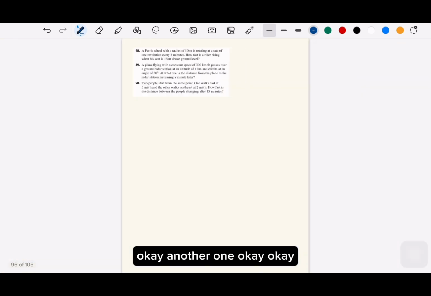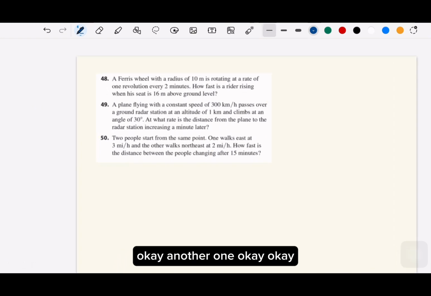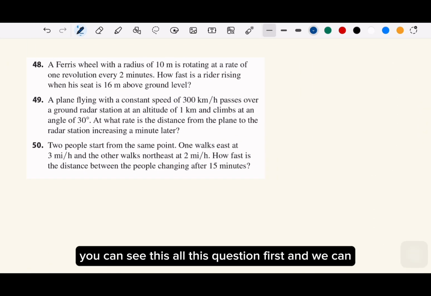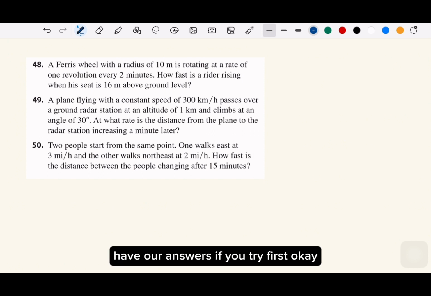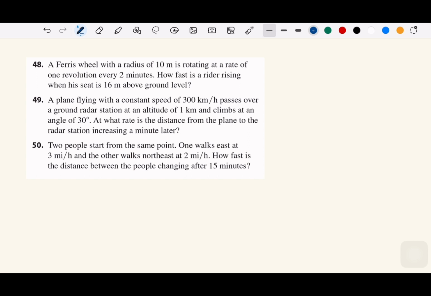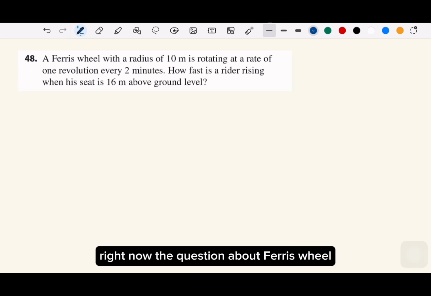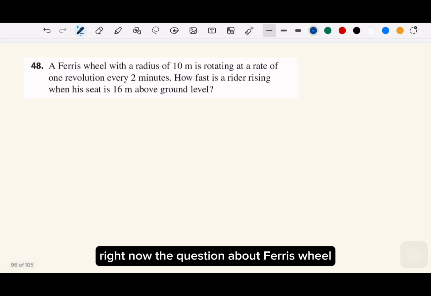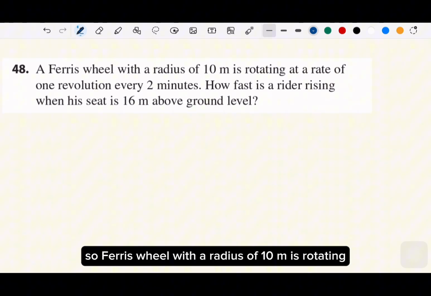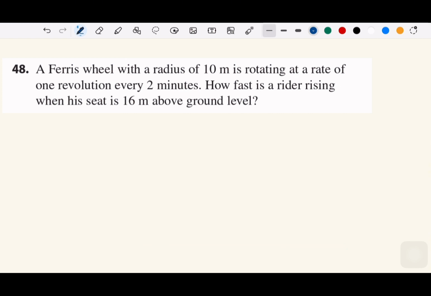Okay, another one. You can see all this question first, and we can have our answers if you try first. So pause the video and try. All right, now the question about the Ferris wheel. A Ferris wheel with a radius of 10 meters is rotating at the rate of 1 revolution every 2 minutes. How fast is a rider rising when his seat is 6 meters above the ground level?